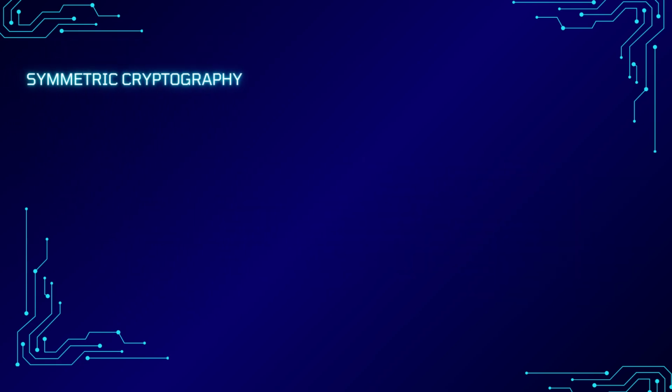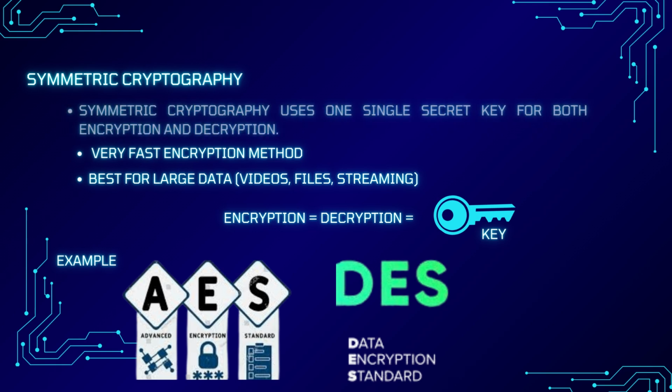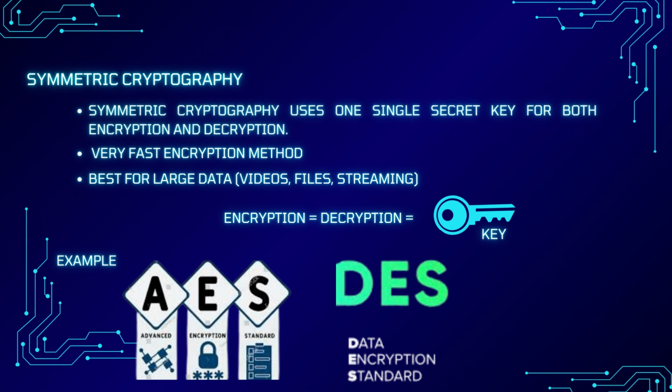So now we will see what symmetric cryptography is. Symmetric cryptography is the simplest and fastest encryption method. Only one single key is used for both encryption and decryption. If I encrypt a message using a secret key, then you must have the same key to decrypt it.